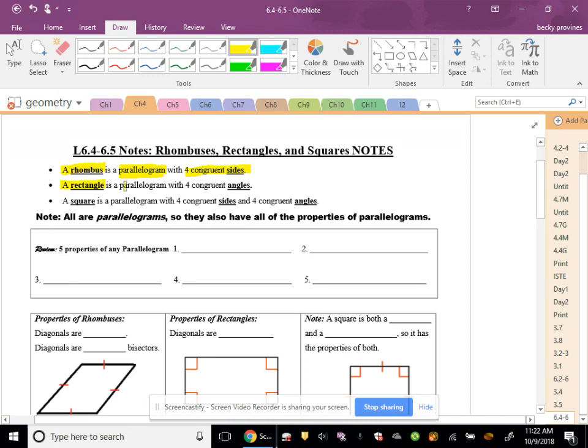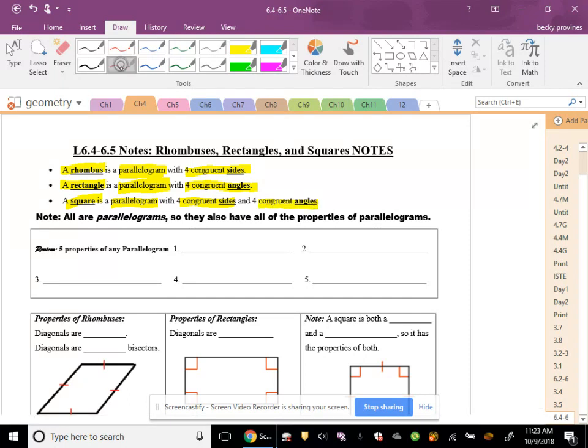Next is a rectangle. Again, it is a parallelogram, so opposite sides are parallel, and it has four congruent angles. When you put the two previous shapes together, it forms a square, which is a parallelogram, and it has four congruent sides and four congruent angles.